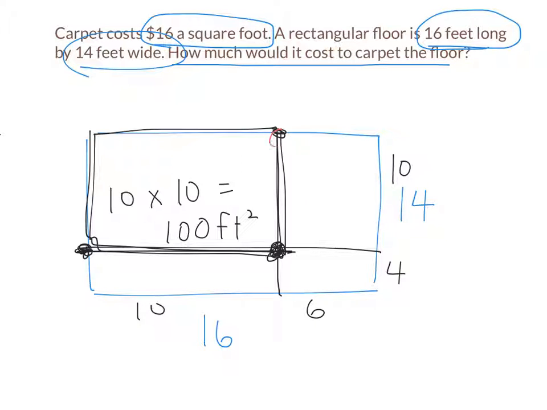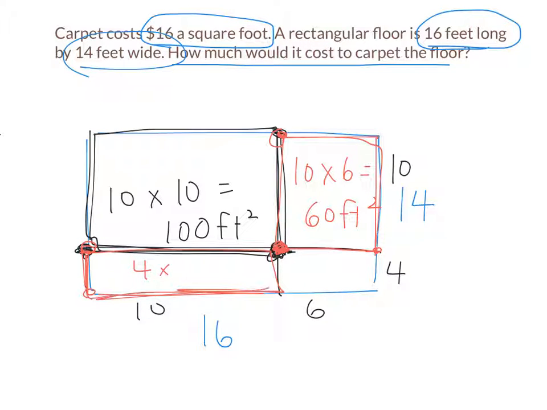Okay. Now, what did you guys say the distance was from here to here? 10. And what's the distance from here to here? So in order to find the area of this portion, I have to do 10 times 6, which is 60 square feet. Then the distance from here to here is 4, and over here I have 10. So the area of this part is 40 square feet. And finally this last section, from here to here is 4, and from here to here is 6, right? So the area is 24 square feet.